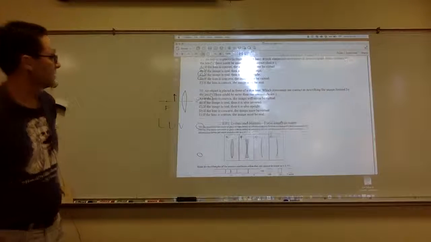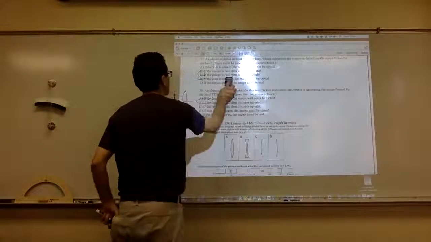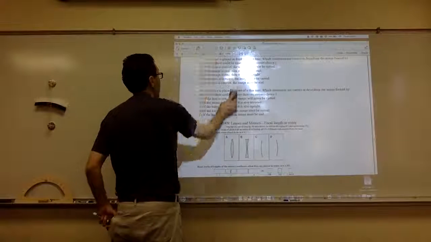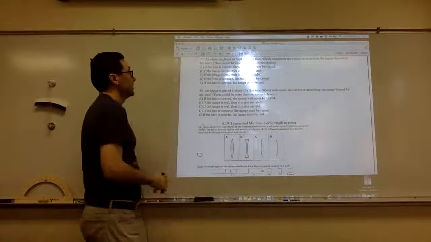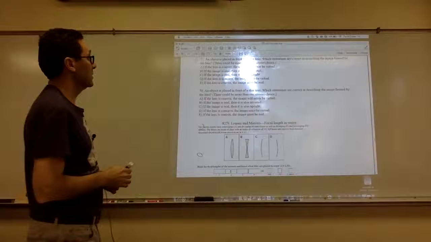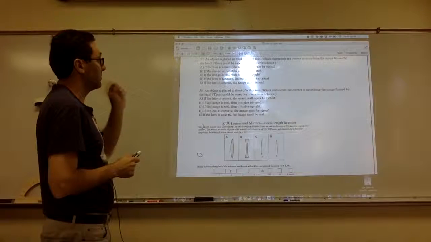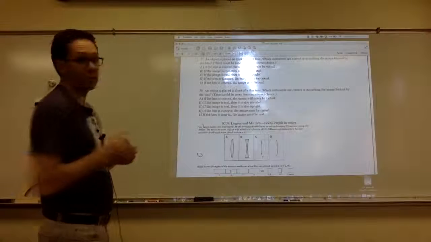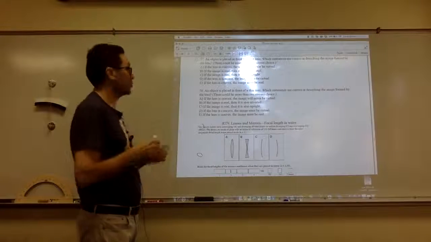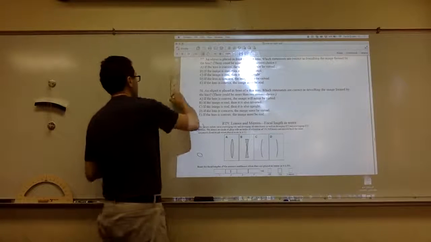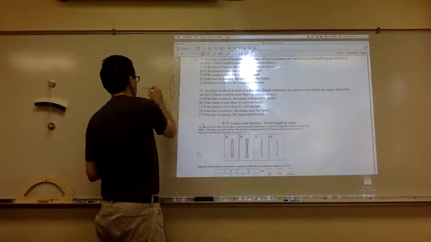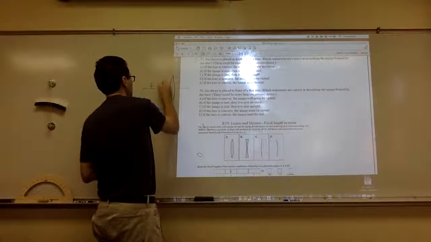Now let's look at 57. An object is placed in front of a thin lens, so it doesn't tell us what kind. Which statements are correct in describing the image formed by the lens? If the lens is convex, the image will never be virtual. That's not true. The image can be virtual for a convex lens if you put your object here.